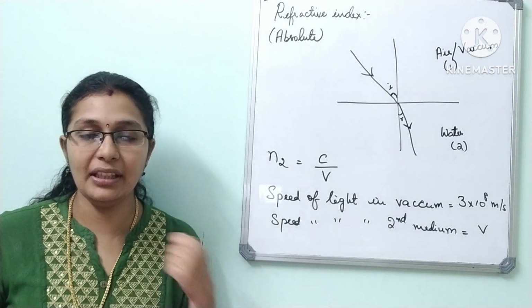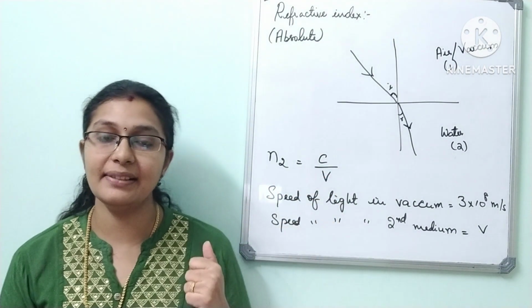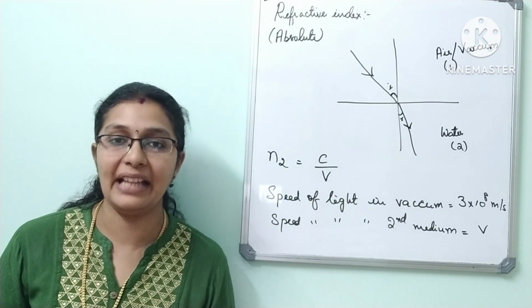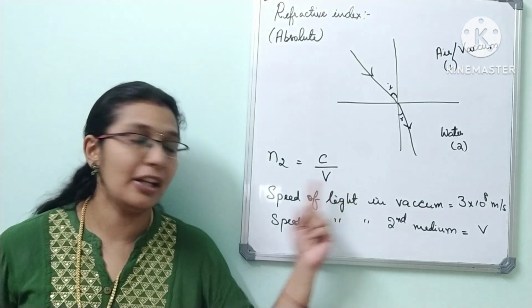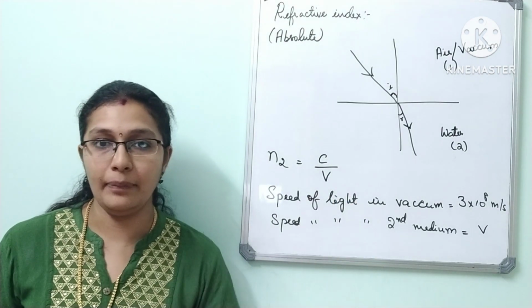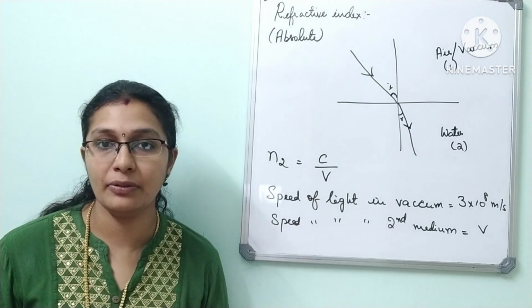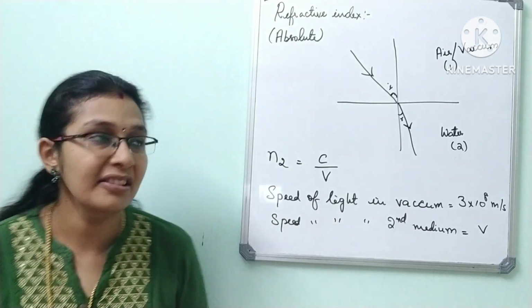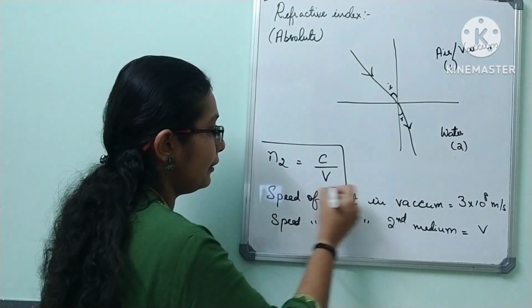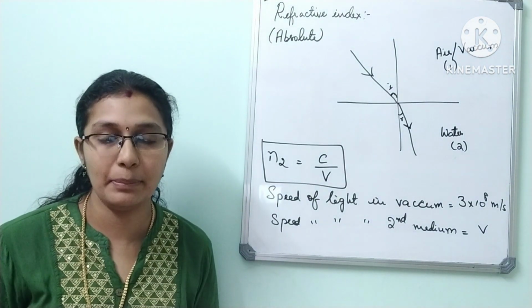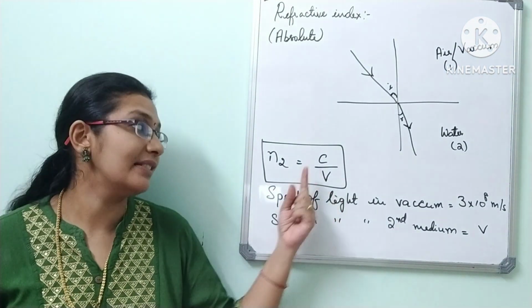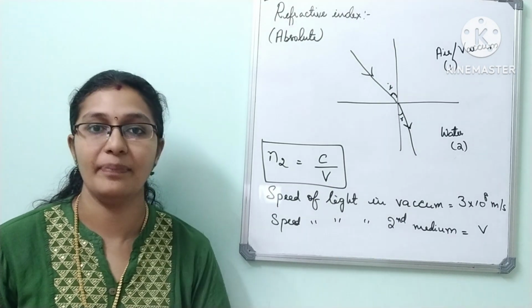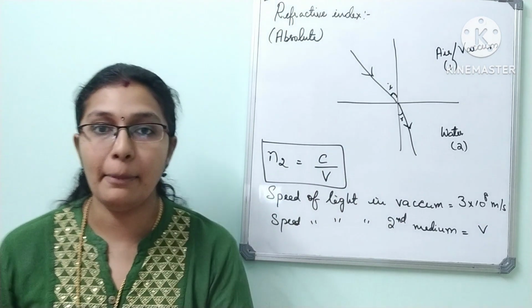And N is nothing but the refractive index. So you may have numericals based on this. They will give the refractive index value, and the speed of light in vacuum and air is 3 into 10 power 8. They will ask the velocity of light in the second medium. Or they will give the velocity of light in the second medium and ask for the value of refractive index. So however they ask, you will use the formula N is equal to C by V, where N is the refractive index, C is the velocity of light in vacuum and V is the velocity of light in the second medium. You understand? So this is all about refractive index.